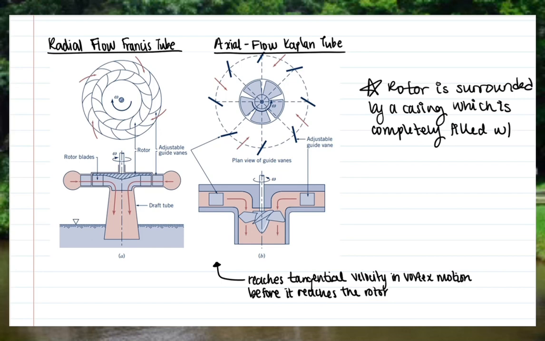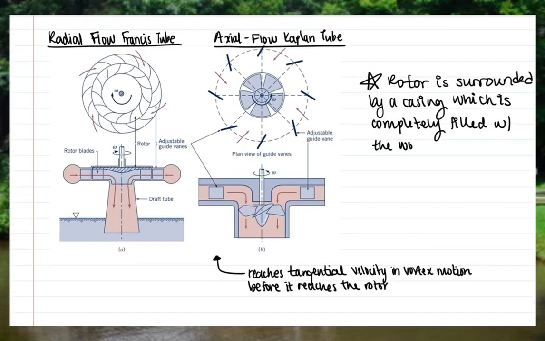Here you can think of the pump as flowing backwards. One important thing to note for the axial flow Kaplan turbine is that it reaches tangential velocity and vortex motion before it reaches the rotor, hence why it's considered axial flow.